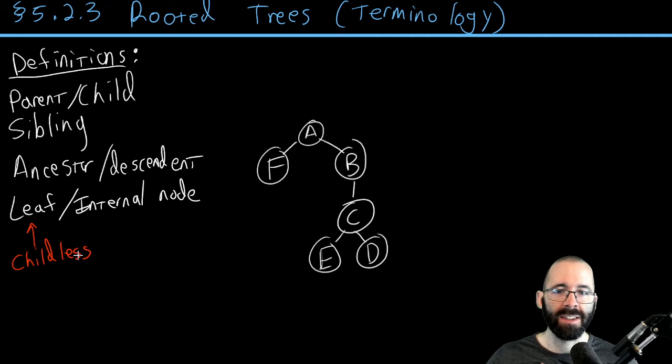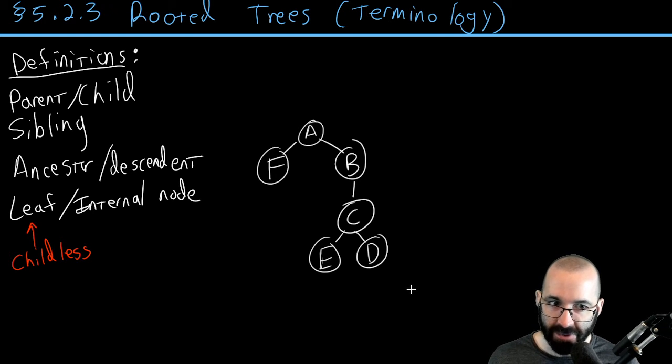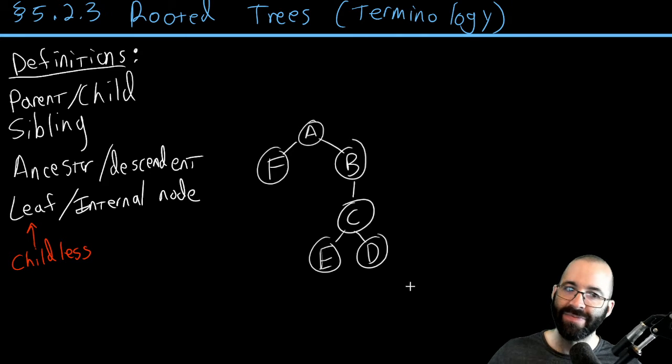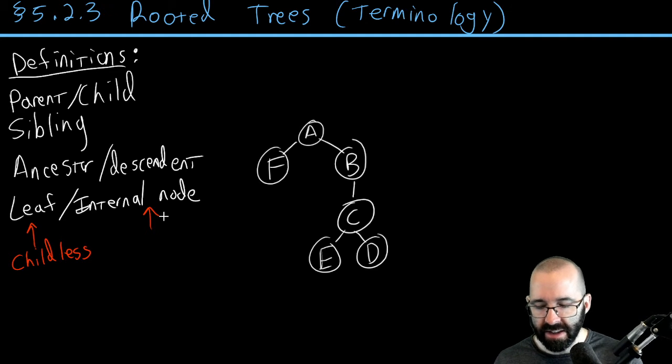So I am a leaf. Me personally, I am currently a leaf in my family tree. When I was talking about ways that we can think of trees, a family tree is certainly one. That is a tree.